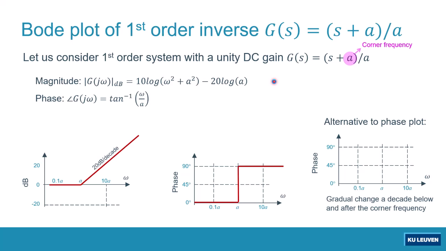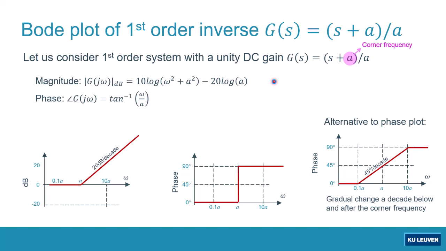into three regions. Low frequency region, that is for the frequency before 1 decade below the corner frequency, and high frequency region are those above 1 decade above the corner frequency. So the straight line sketching of this alternative phase plot will look like this. The slope at the middle frequency region obviously will be equal to positive 45 degrees per decade.